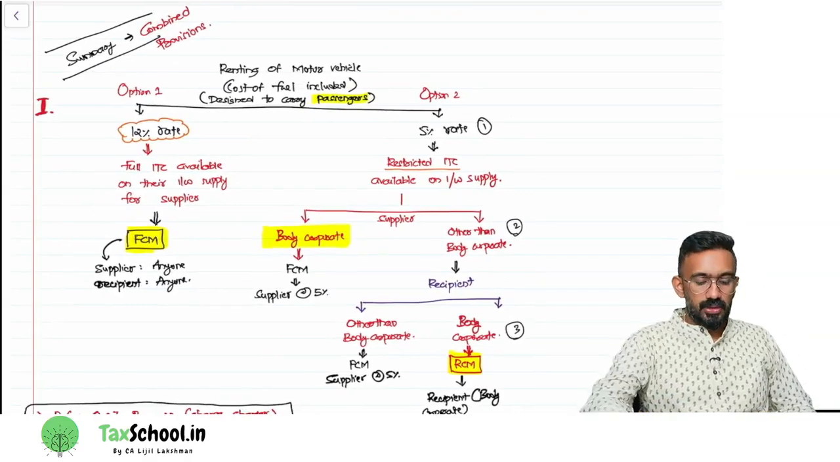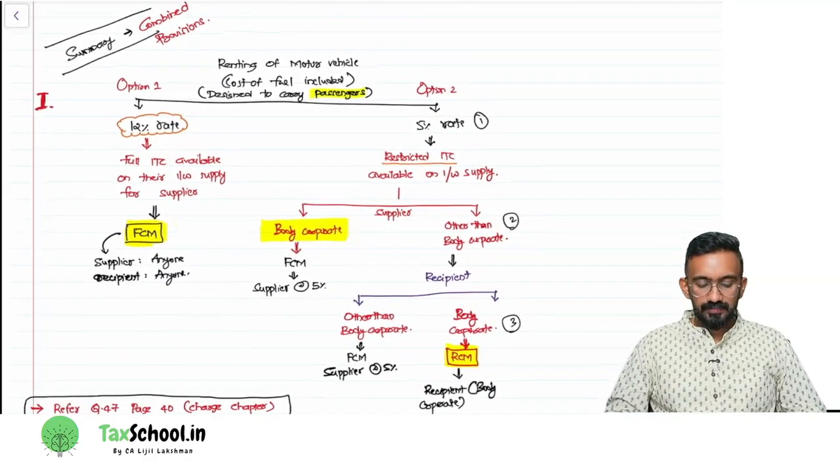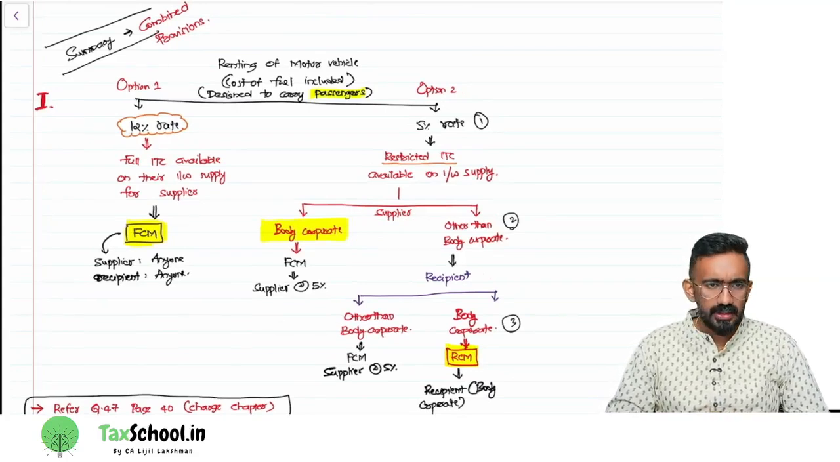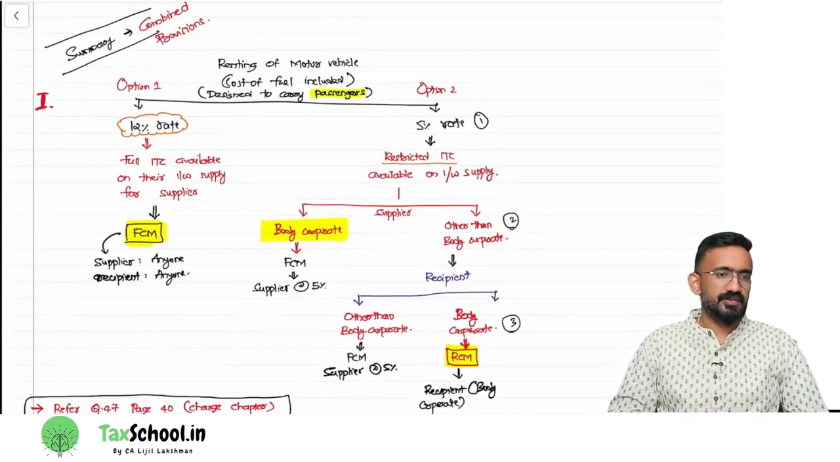You might want to click this summary and then keep it with you. Say renting of motor vehicle where cost of fuel is included in the consideration charged. It is designed to carry passengers. There are 2 options available with you.